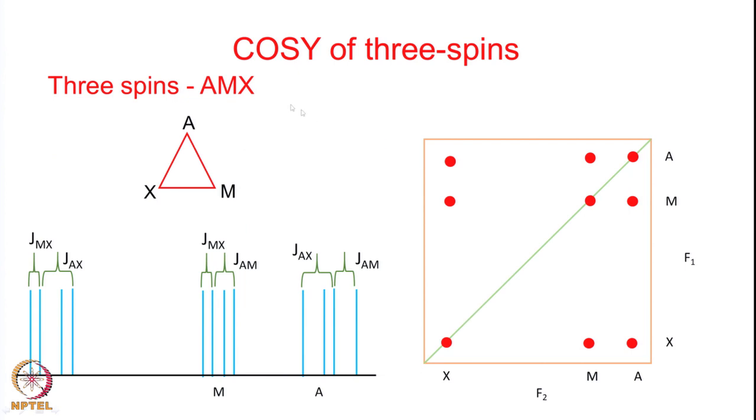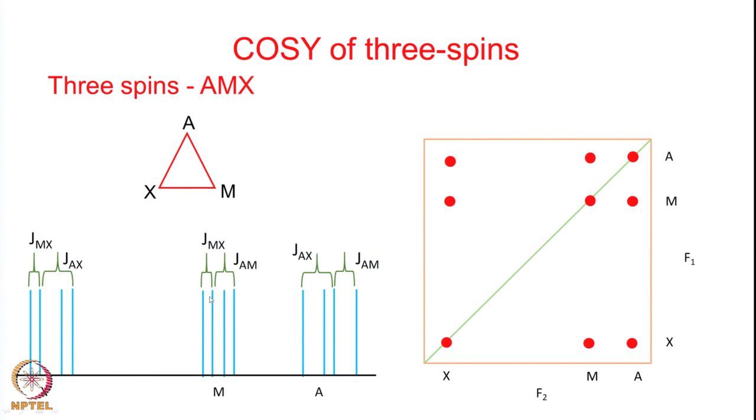Okay, suppose we have a 3 spin system where the coupling network is like this, a triangle. So A is coupled to X, A is coupled to M, and M is coupled to X as well. Therefore each one of them has 2 couplings, therefore each one of them will be a doublet of a doublet, okay. So there are 4 lines for each one of those, and these 4 line structures of the individual spins are indicated here. The A spin now has a doublet of a doublet, the one splitting is the AX coupling, here the AX coupling is assumed to be larger than the AM coupling, therefore from here to here it is the AX, from here to here it is the AM coupling.